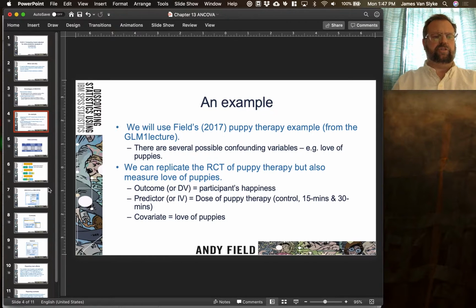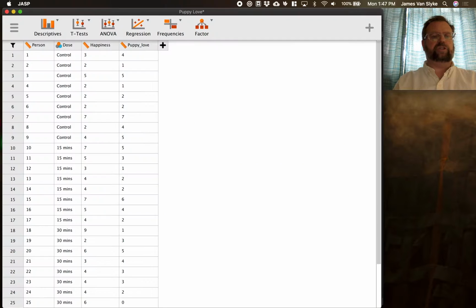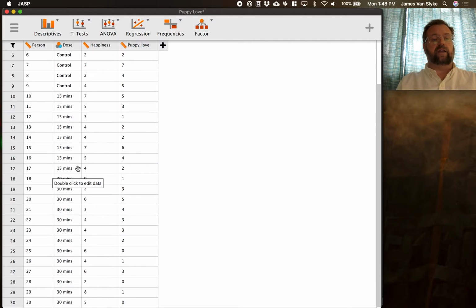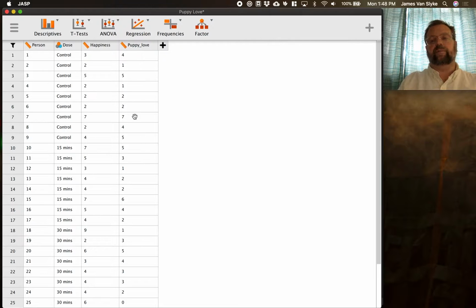So if we go to JASP, here's the file. If you want to work with it, it's the one entitled "I'm a Puppy Love." You'll notice that we have a few different variables. You don't have to worry about the person, that's just each number. The dose and the happiness are the same, so that's what we were looking at before. The groups are a little bit bigger this time. And notice that we now have a third variable. This is our covariate, and that is puppy love, or how much people love puppies or dogs.